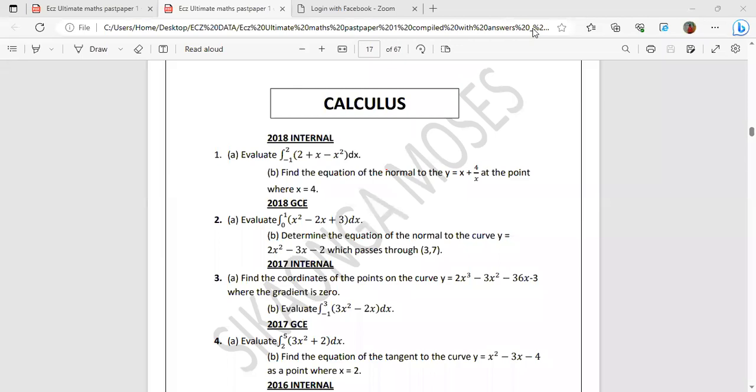We've been told to evaluate. What are we evaluating? We are evaluating an integral. So remember, we talked about two types of integrals in our lessons. Those were the indefinite and the definite.